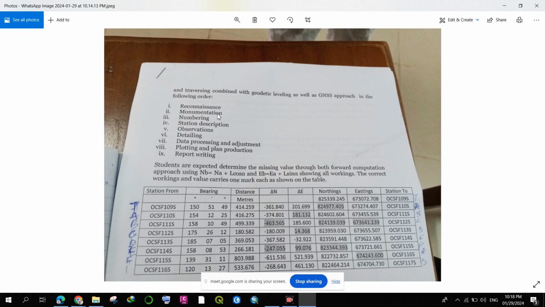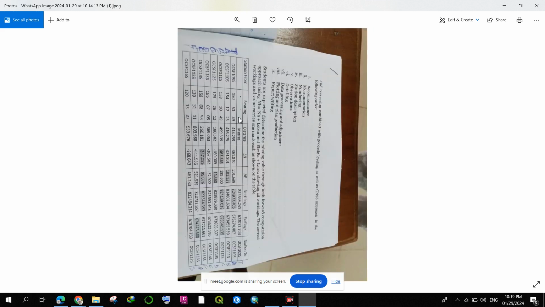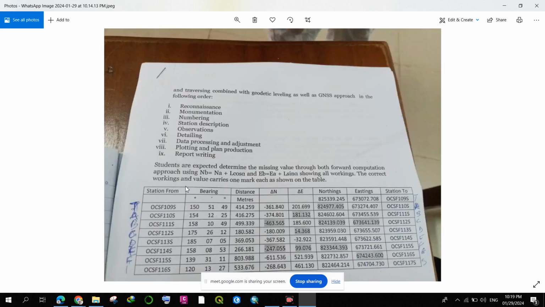The next one is monumentation. There's something called beaconing. You're trying to do stationing, like burying beacons, erecting pillars in the soil, and then you number them. You inscribe your pillar numbers on those monuments you've inserted into the ground. So monumentation is the process of carrying that out. Your station description is numbering your stations, maybe station A, station B, observation. All these things you can read up in your theory. It's not something that complex. So now let's move on to the question.